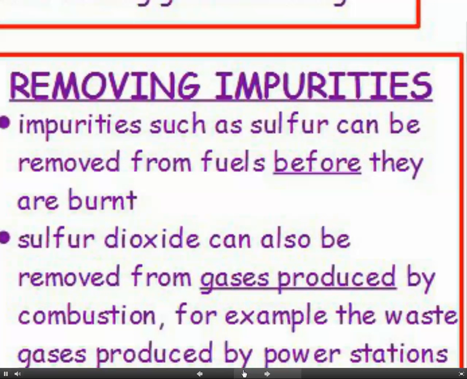Now it is possible to remove impurities from fuels. You can remove impurities such as sulfur from fuels before they're actually burnt, which means that you're reducing the amount of sulfur dioxide that's produced in the waste gases. Sulfur dioxide can also be removed from the gases produced at the end of combustion. So for example, the waste gases produced by power stations can be scrubbed so that sulfur dioxide can be removed. So it can be removed either before combustion or after.